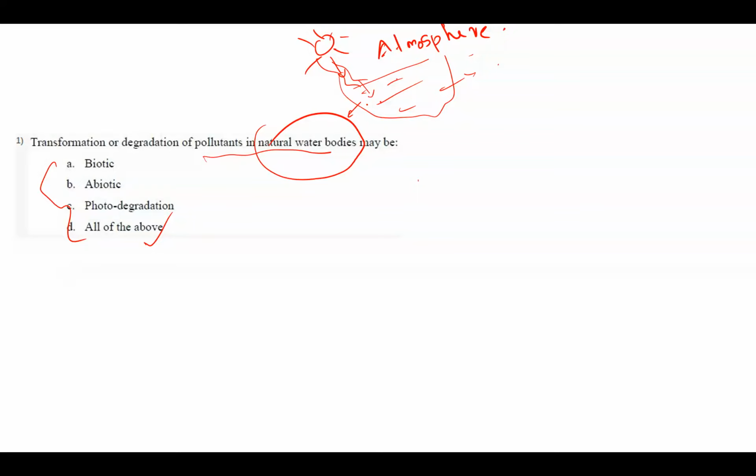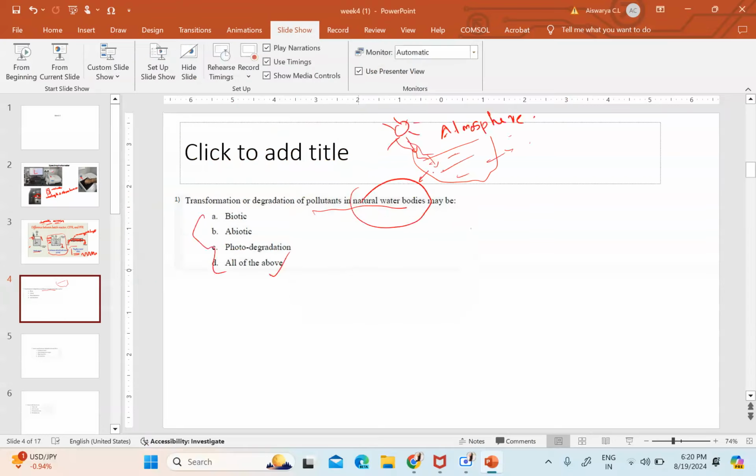Yes. Yes, photo degradation takes place in daytime. Yes. Okay.